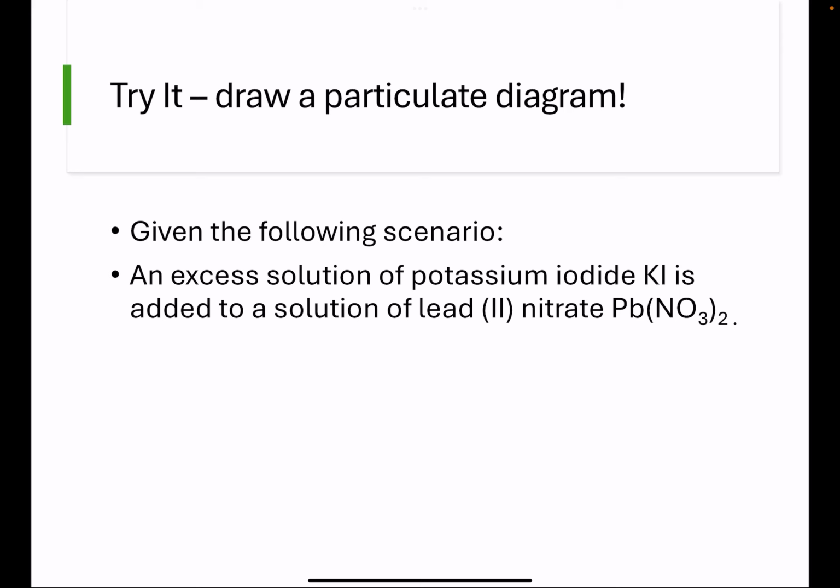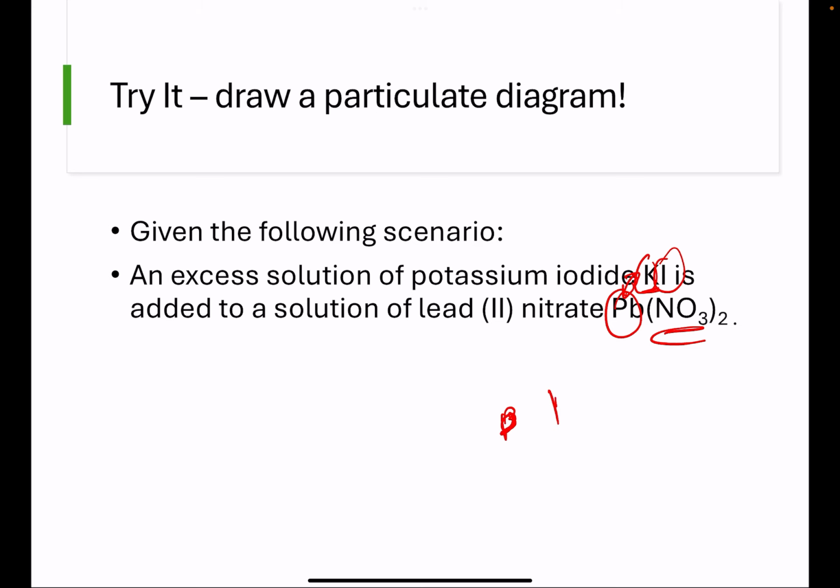So, given the following scenario, an excess solution of potassium iodide, KI, is added to a solution of lead nitrate. Notice they use nitrate and potassium. That's something I noticed right off the bat. Those two are going to be completely soluble in water. Okay, so let's try to draw the diagram. In this case, these two metals are going to switch.